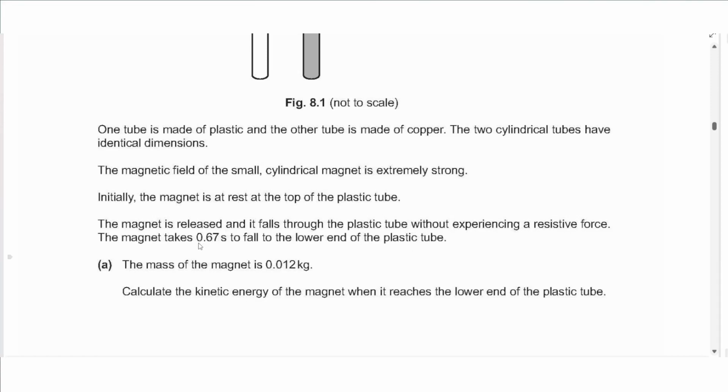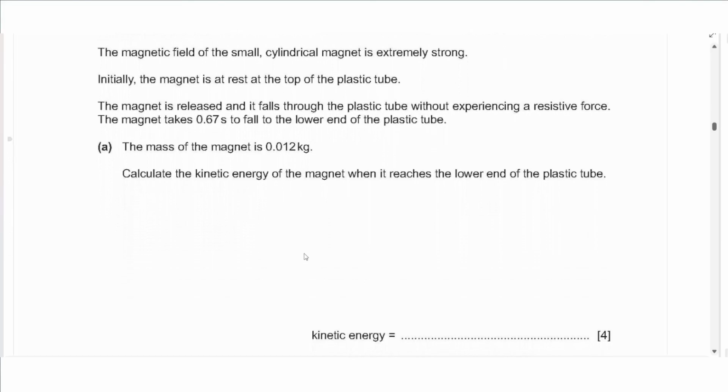The magnet takes 0.67 seconds to fall to the lower end of the plastic tube. Question A says that the mass of the magnet is 0.012 kilograms. Calculate the kinetic energy of the magnet when it reaches the lower end of the plastic tube. So we need to find the speed at first. We can use the equation v = u + at to find the final velocity. The initial velocity was 0 since it started from rest, and the acceleration is equal to the gravitational acceleration.